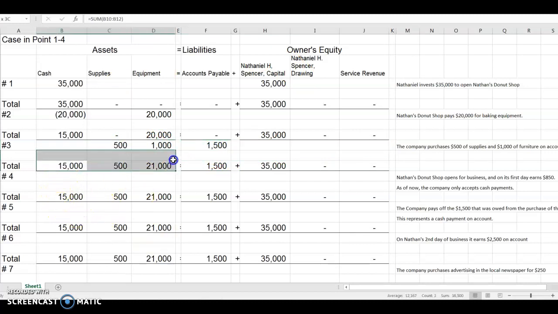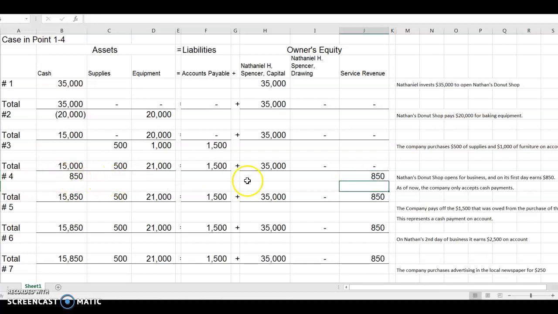And then I'm going to double check my accounting equation. My total assets are $36,500. My total liabilities and owner's equity are $36,500. In transaction number 4, Nathan's Donut Shop opens for business and on its first day earns $850. As of now, Nathan's only accepting cash. So cash is going to increase by $850, and then his revenue account is going to increase by $850.